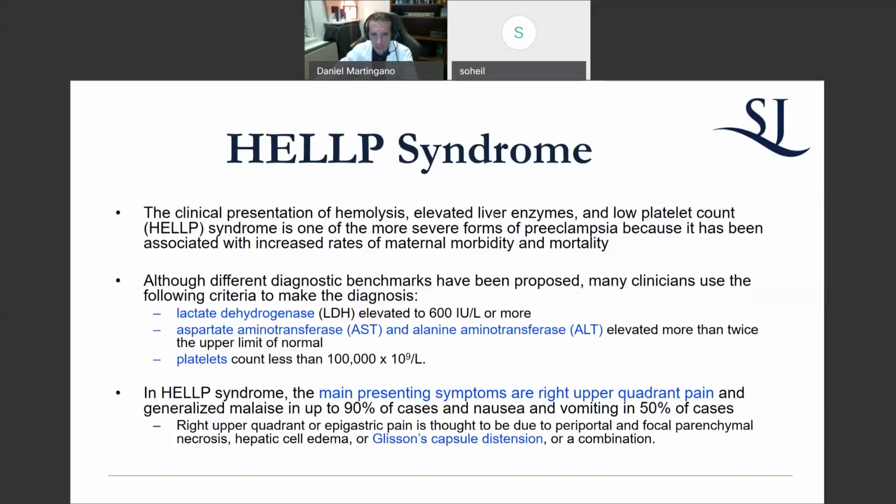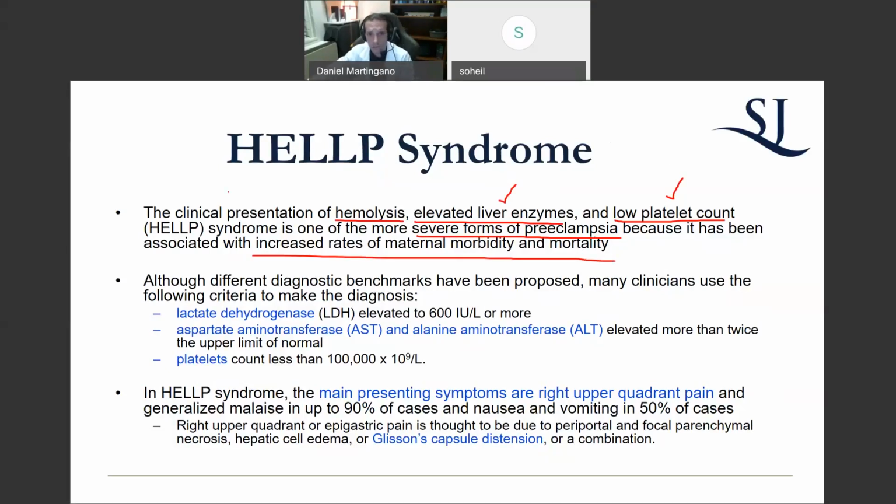I already mentioned it a little bit, but we'll get into the specifics. So HELLP syndrome, the name helps you, of course. It's called hemolysis, elevated liver enzymes, and low platelet count, okay? Remember, your elevated liver enzymes and your low platelet count in and of themselves were severe features, but HELLP syndrome is thought of as a more severe form of preeclampsia, and it also has an increased rate of maternal morbidity and mortality.